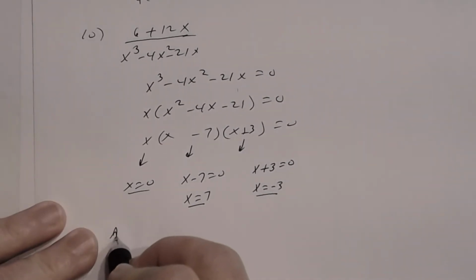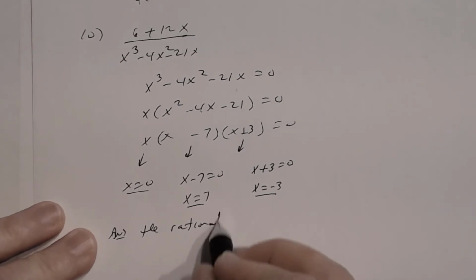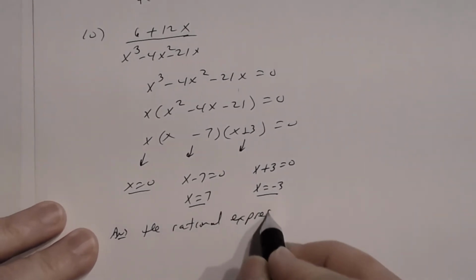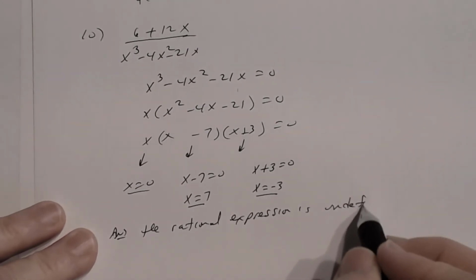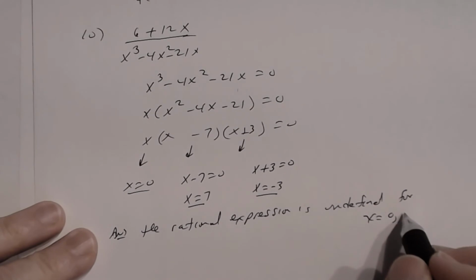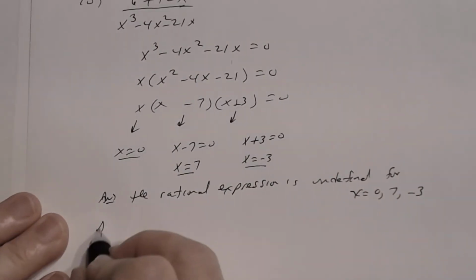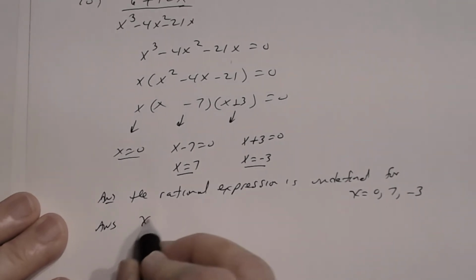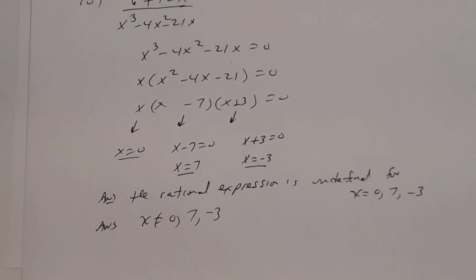So for the answer, you're going to say the rational expression is undefined for x equals 0, 7, negative 3. Okay? And then you can also say x cannot equal 0, 7, negative 3. Okay? All right. And then finally, let's look at number 11.